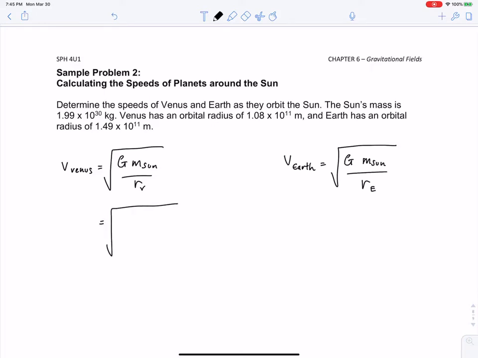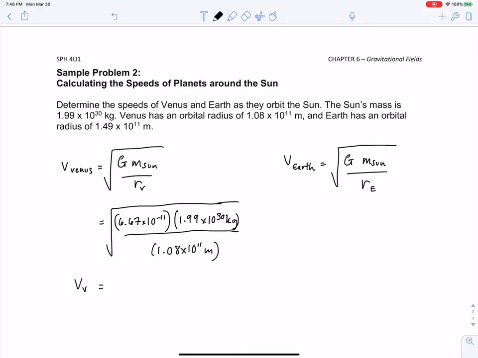Let's plug in these values. 6.67 times 10 to the power of negative 11. I'm omitting the units just to simplify this, and also because I'm being lazy. Now, the mass of the sun is 1.99 times 10 to the power of 30 kilograms. In case you were ever wondering what the mass of the sun is, that's what it is, divided by the orbital radius of Venus, which is 1.08 times 10 to the power of 11 meters. If we punch this into our calculator, we end up with the orbital speed of Venus is 3.51 times 10 to the power of 4 meters per second.